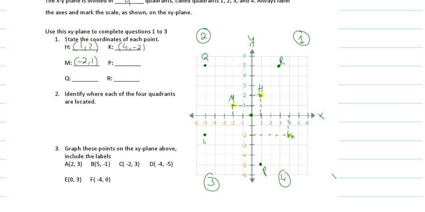Okay. How about P, which is right here? 1, negative 5. That's correct. So if I draw a line to the x and a line to the y, so that's 1 and negative 5. Q. Negative 5. That's right. And R. So R is right here. 3, 5. That's right. You guys got this. Perfect. You don't have to draw the lines. I'm just showing them to you so you know what you're doing. Okay?